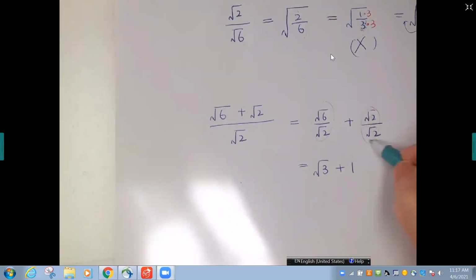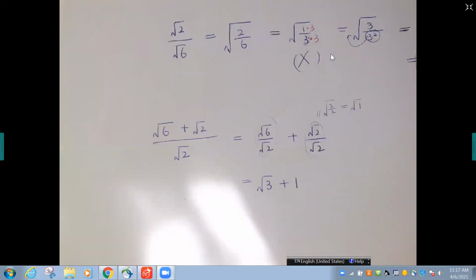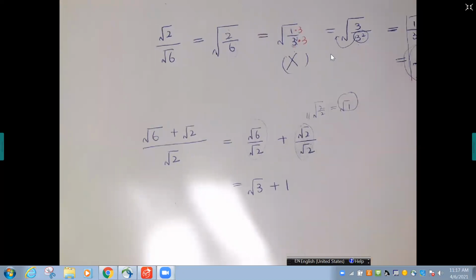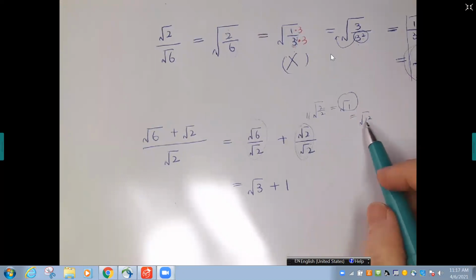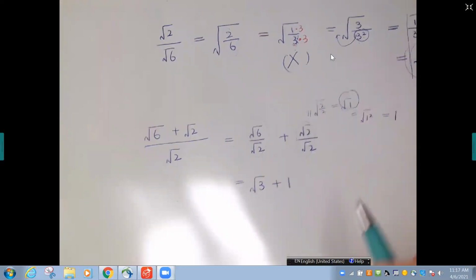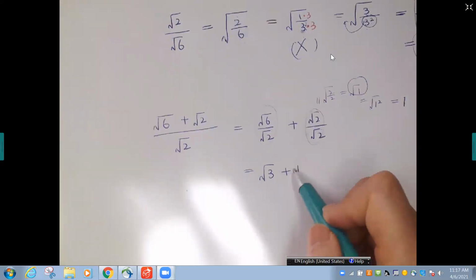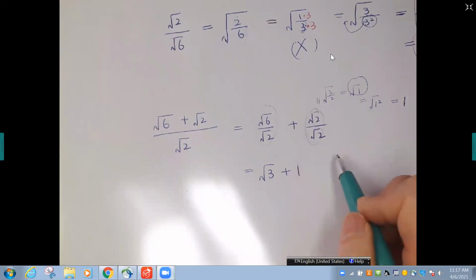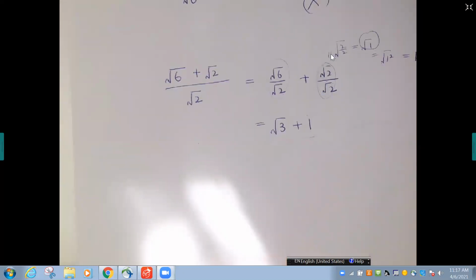Okay, and you might say, Professor, can I write this? I know radical 2 over radical 2, that's equal to radical 2 over 2, that's equal to radical 1. And radical 1 can be simplified because 1 equals 1 squared. Raise any power to 1, it equals itself. So radical 1 is always equal to 1 itself. So do not keep the radical symbol around number 1. This radical symbol should be removed. Okay, so this will be the final answer.